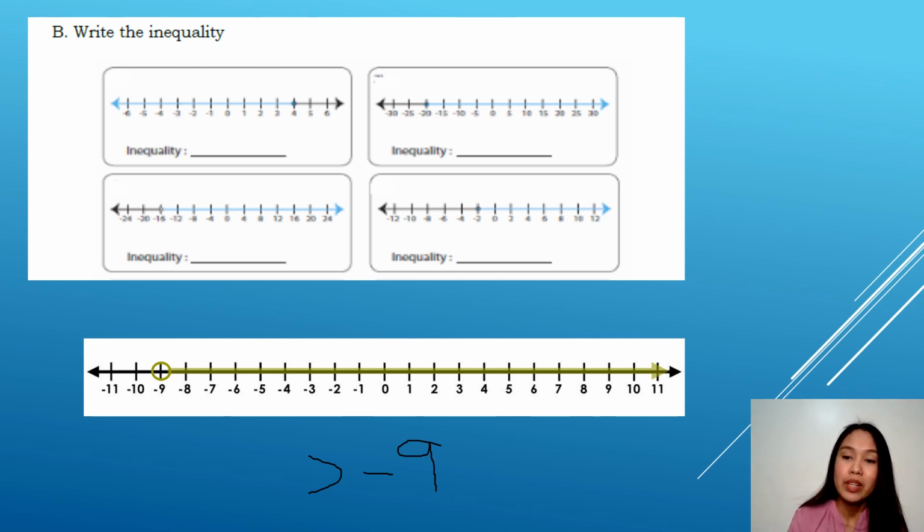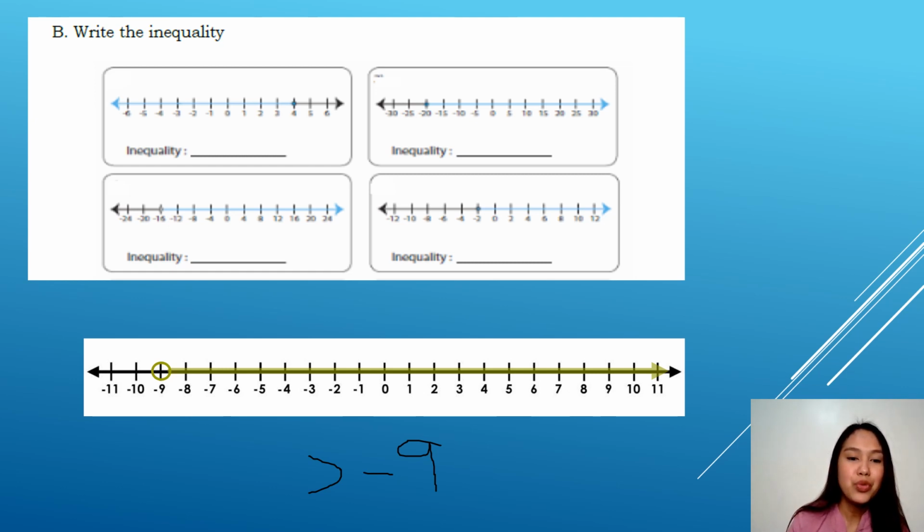This is the time you're going to look at how negative 9 was marked. It was marked with a hollow circle. Therefore, it should not be equal to. So it will remain as a greater than sign.